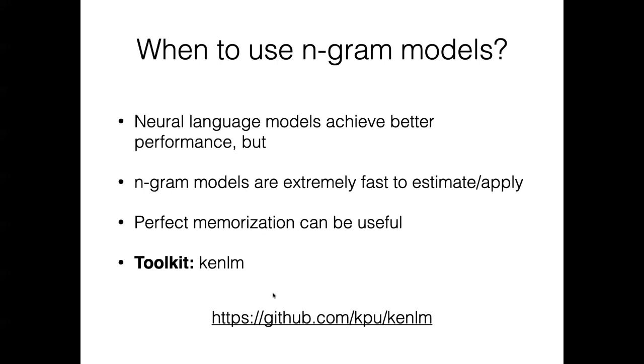So if you want to use one of these, there's this really good toolkit called KenLM. And again, if you go to use it, you'll see this word smoothing come up and you have to set the smoothing that you want. So just be aware of that. Okay, any questions on these before I move on to the neural model?